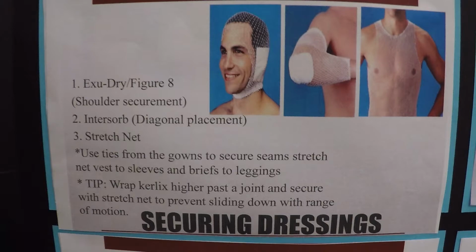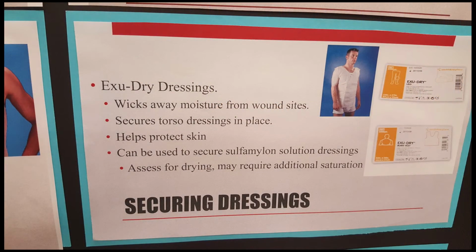The tip is to wrap the Curlex higher past the joint and secure with stretch net to prevent sliding down with range of motion. The XU dry dressings wick away moisture from wound sites. They secure the torso dressings in place. They help protect the skin and can be used to secure wet topical solution dressings. Please be sure to assess for drying that may require additional saturation.